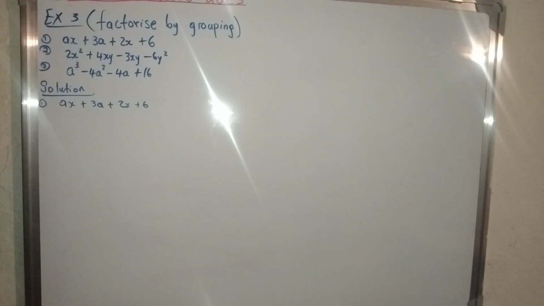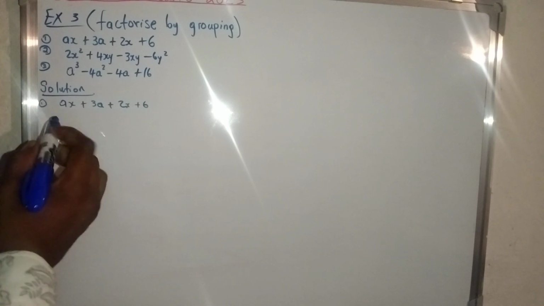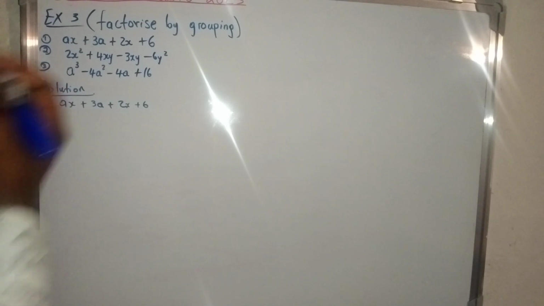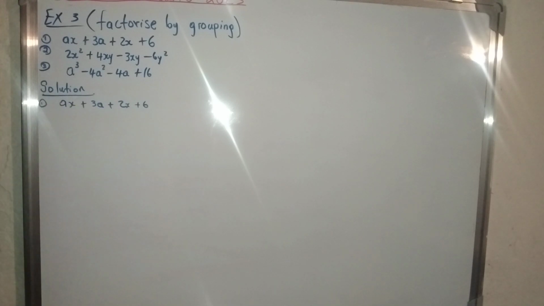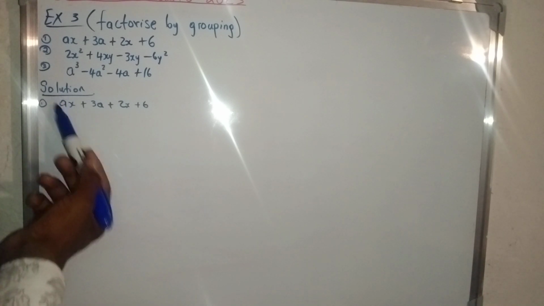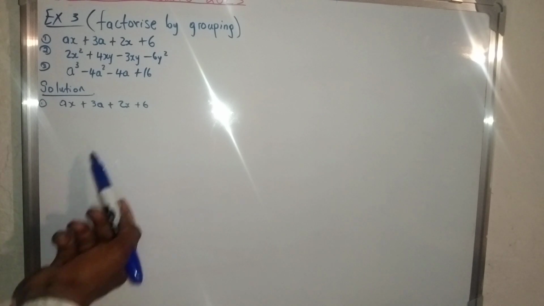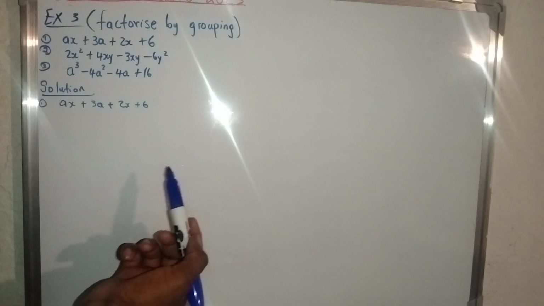Now when we factorize by grouping, what do we do? You simply look at the terms that look the same. For example, we're going to group ax plus 3a together. Why? Because this term has a, and this one has a as well. So these ones are the same. And then we also group the last two terms together.